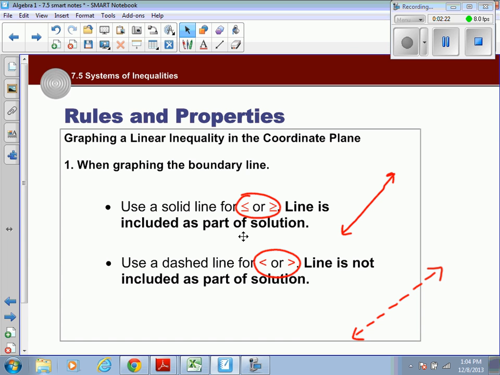So the first part is to graph the boundary line. And again, that's predicated on whether it's a solid or dashed line: less than or equal to, greater than or equal to for a solid line, and less than or greater than for a dashed line.